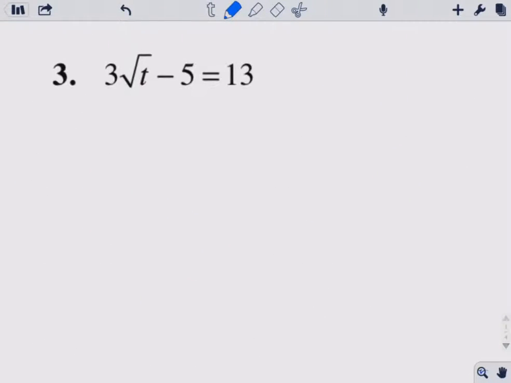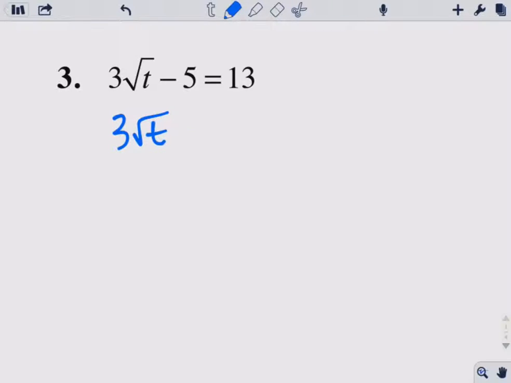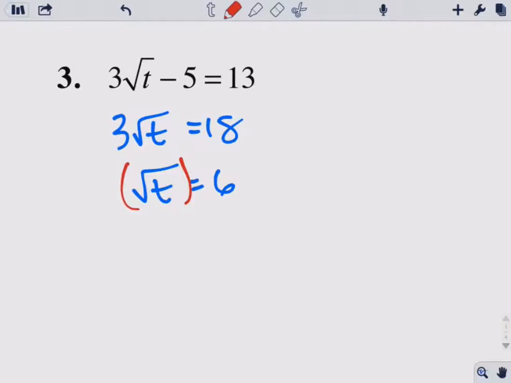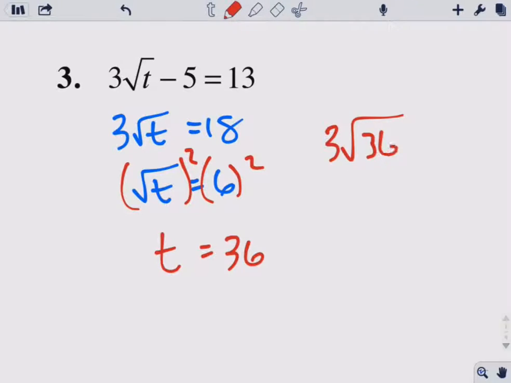Alright, so 3, we've actually got to isolate the radical, so I add the 5, and I get 18, divide by 3, I get 6, and now I can square it. Alright, so I take the square, and so I get t is equal to 36, and if I want to check, 3 times the square root of 36 minus 5, that's 3 times 6 minus 5, that checks.